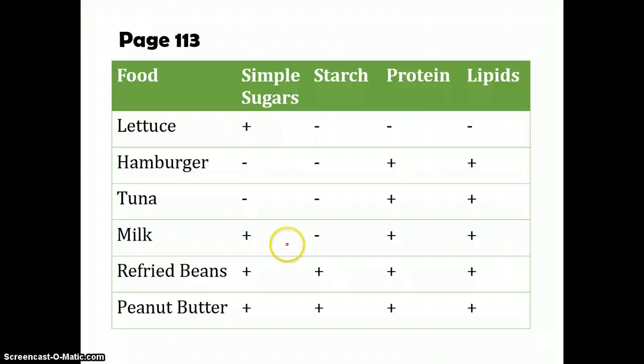Now, although milk did not contain starch, it does contain glucose. And remember, glucose is a carbohydrate. It is the simplest of carbohydrates. So milk is considered this, and your number one answer should be peanut butter, refried beans, and milk.